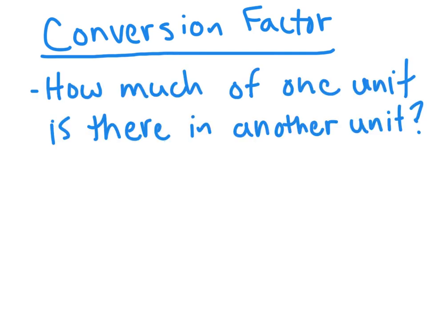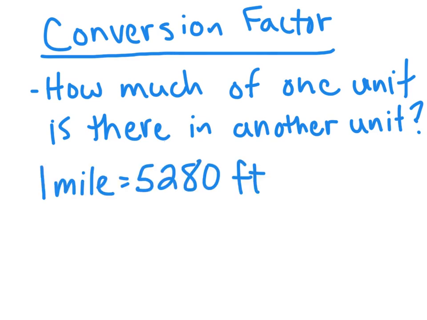So here are some examples of really common conversion factors. In 1 mile, there are 5,280 feet. Notice that a conversion factor is always going to be a number in a unit is equal to another number in another unit.